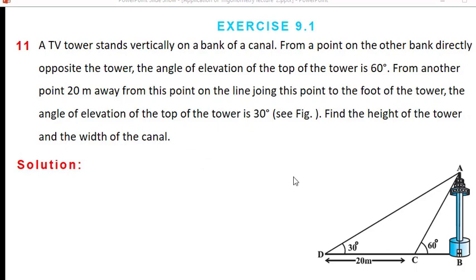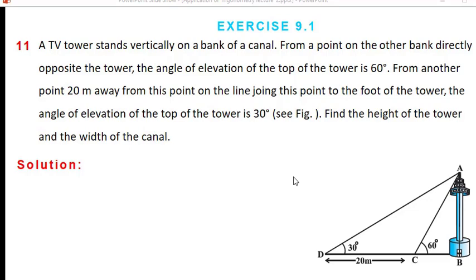A TV tower stands vertically on the bank of canal. From a point on the other bank directly opposite to the tower, the angle of elevation of the top of tower is 60 degree. From another point 20 meter away from this point, on the line joining this point to the foot of tower, the angle of elevation of the top of tower is 30 degree. Find the height of tower and width of the canal. Okay, so diagram is already given.